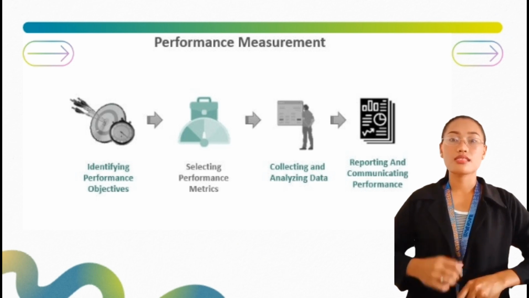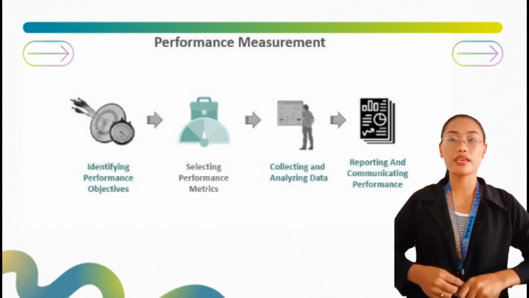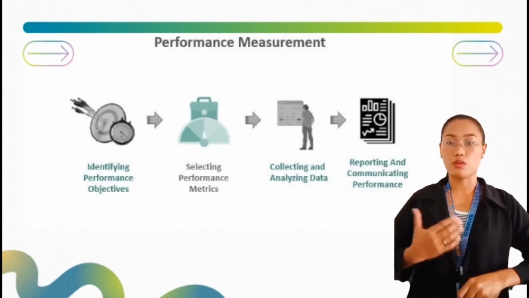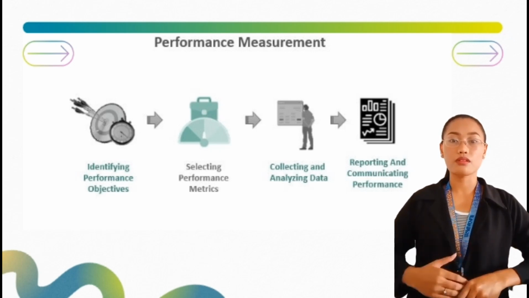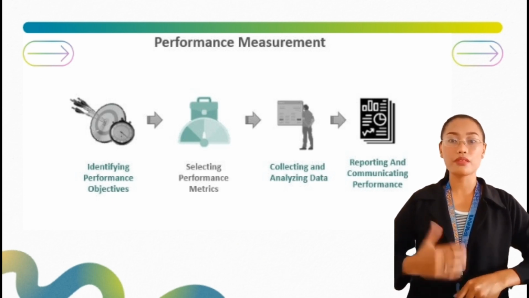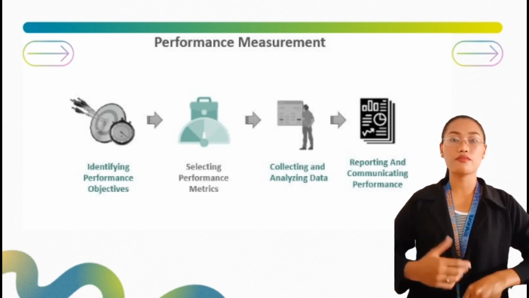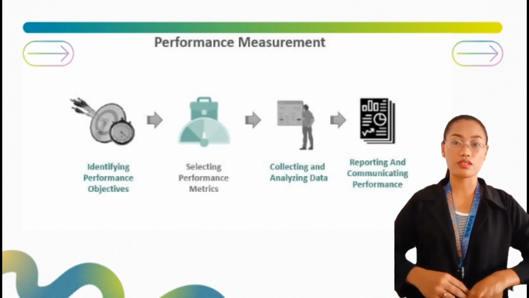Second is selecting performance metrics or indicators. After identifying performance objectives, the next step is to choose metrics or indicators that can be used to measure progress towards those goals. For example, this could be quantitative measures such as revenue or profit margins, or qualitative criteria such as customer feedback or employee satisfaction.